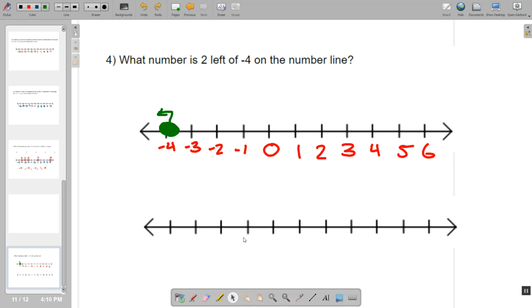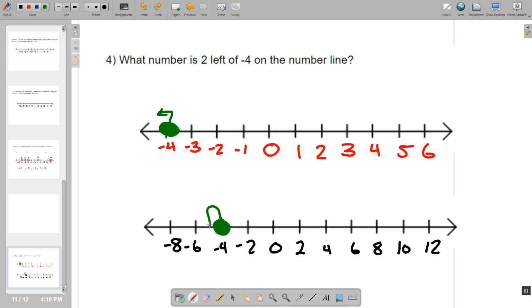The first way to fix this is instead of going by 1 unit, we're going to go by 2 units to change it up. So I'm going to start at 0, but then I'm going to go 2, 4, 6, 8, 10, and 12. Then -2, -4, -6, -8. And now I'm able to go 2 units to the left. But I've got to be careful. I've got to go in between for 1 and then right there for 2.